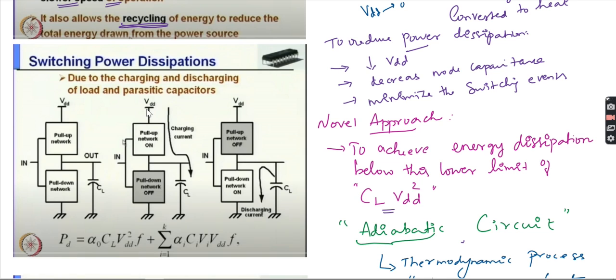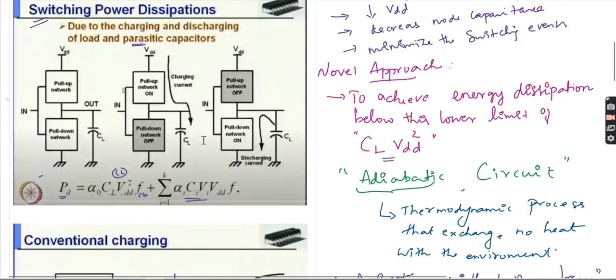As we discussed in the previous classes, the power dissipation depends on the following factors: alpha naught is the switching activity factor, CL is the load capacitance, VDD is the power supply, and F is the clock frequency. Then the summation includes the load capacitance CL, and there will also be the parasitic capacitance, like the node capacitance. So the sum of the node capacitance and the load capacitance gives the power dissipation. This is what we previously studied in the switching power dissipation, in the previous cases.